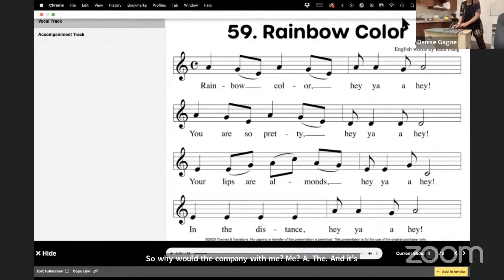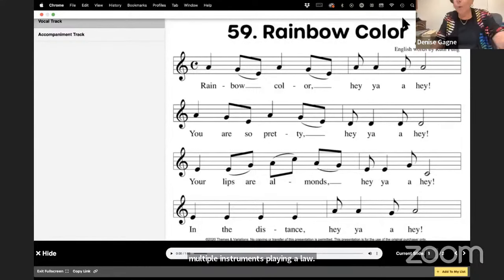So this would be one of those pieces where you could get multiple instruments playing along. And it's a beautiful little spring song. One of my mothers gave it to me.